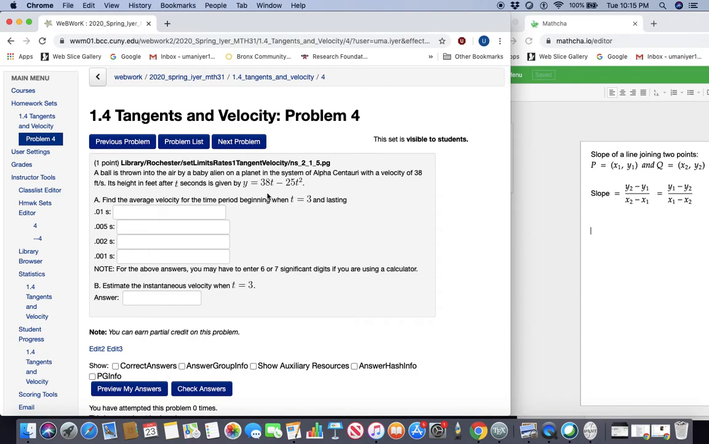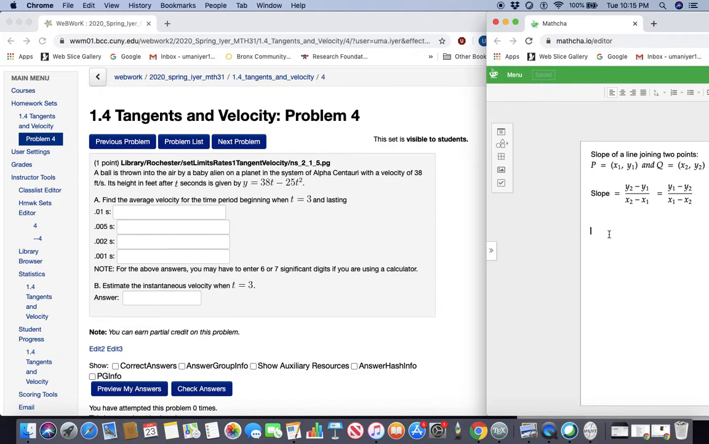All right. Now when t is 3, what is y? Well, y is 38 times 3 minus 25 times 3 power 2. That's y. Do I have to calculate it? I don't. So that is my first point, t coordinate and y coordinate. All right, so what is the second point?